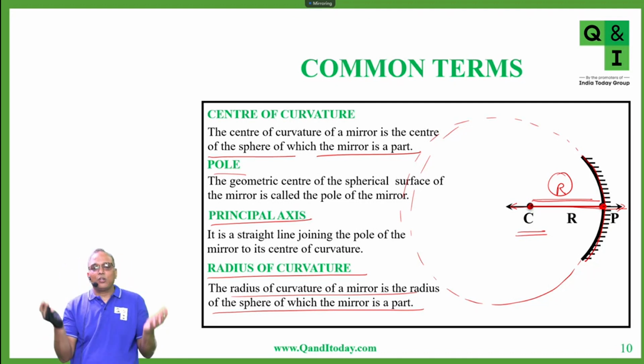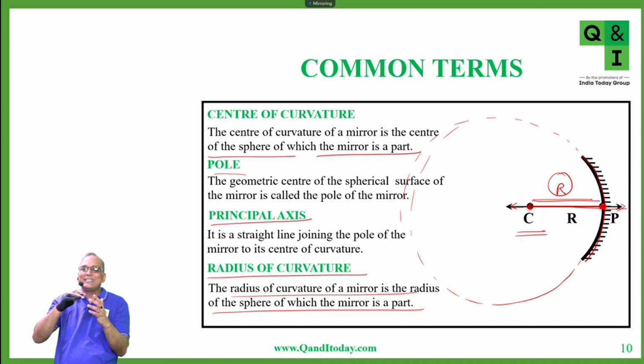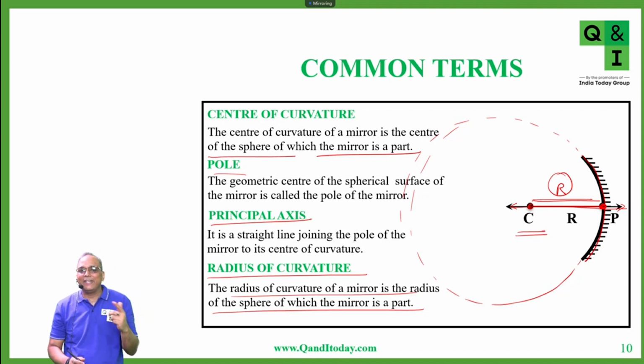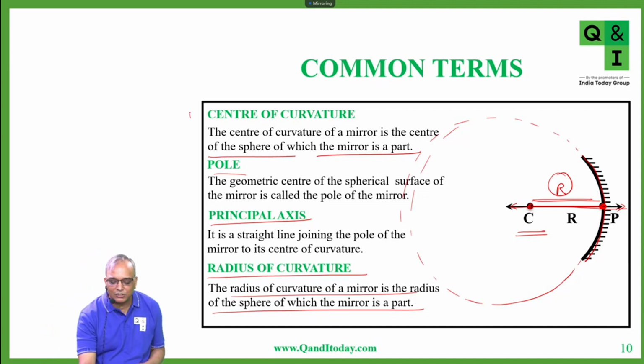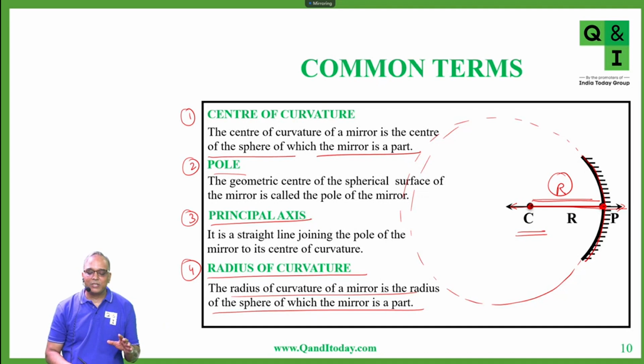So out of this whole sphere, the mirror is a part of that sphere, and the radius is the radius of that whole sphere. That is called the radius of curvature. So these are four very important terms which we will keep on using when we are studying this chapter further. First was center of curvature, second pole of the mirror, third principal axis, and fourth radius of curvature. Clear, students? If you want to note down the definitions, you can note them down quickly in your notebook.